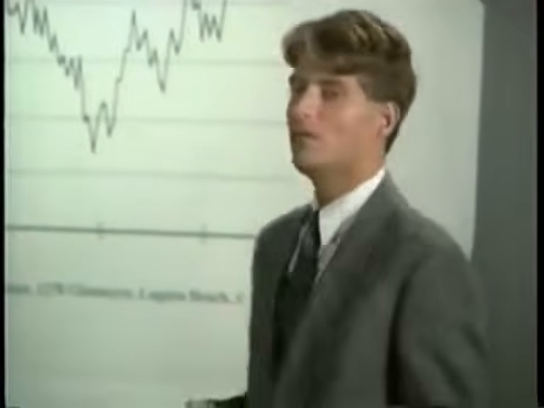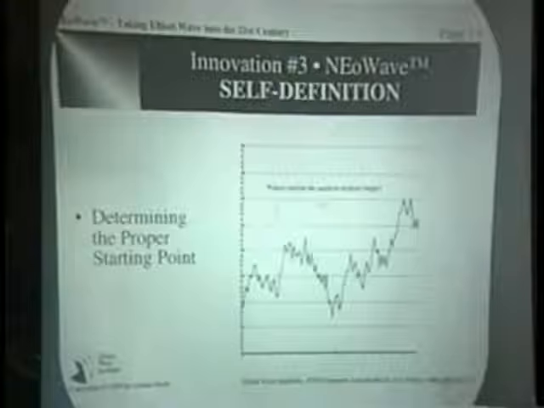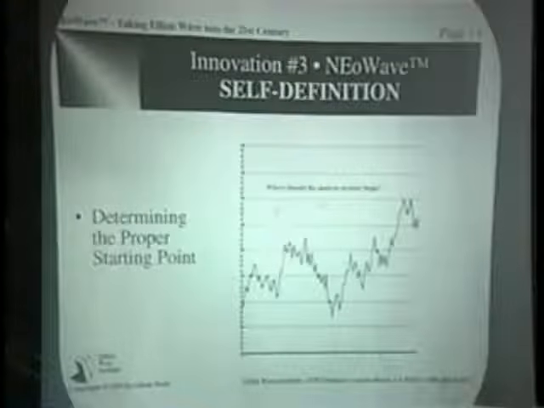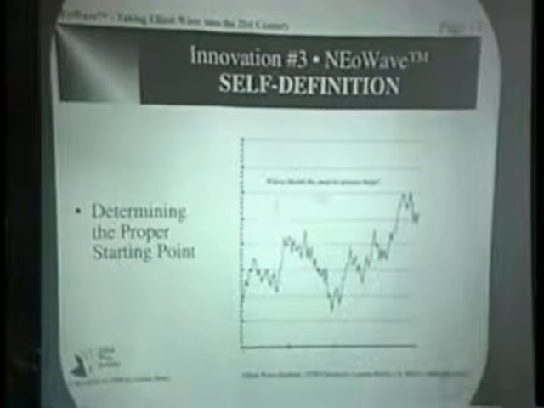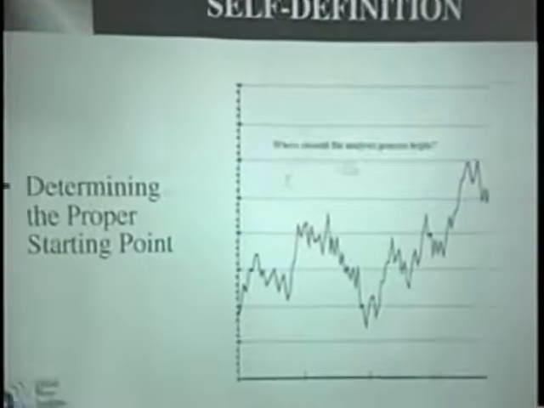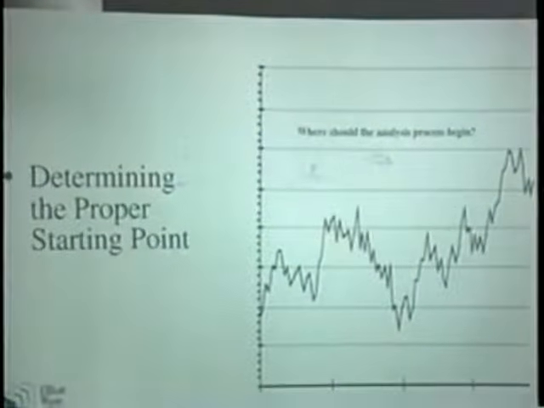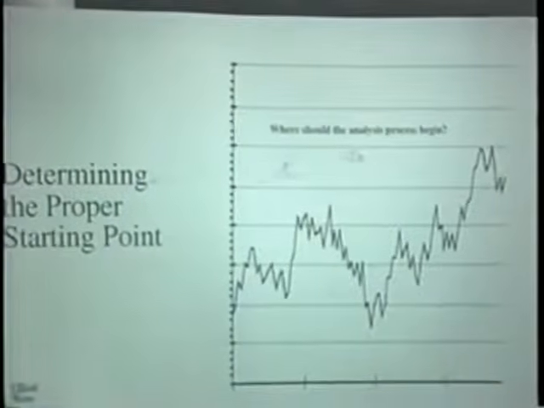Innovation number 3 is what I call self-definition. This is the market defining where you start and stop your patterns, the market defining what constitutes a degree. Most people, if they were to look at this chart, would immediately probably start doing the analysis from this lowest point here. Maybe from the beginning if they're doing just pure mathematical analysis, but if they're doing any kind of overbought, oversold, trend following techniques or whatever, they most likely would start from the lowest low.